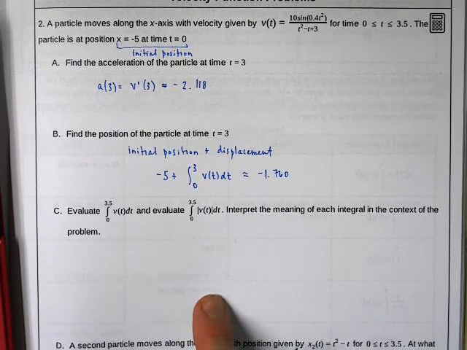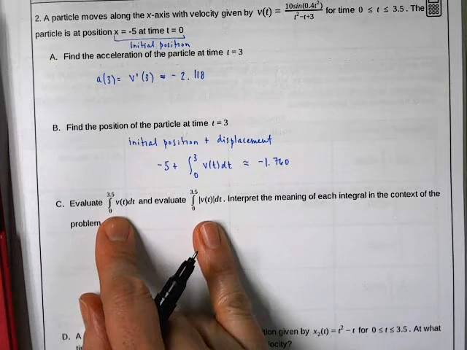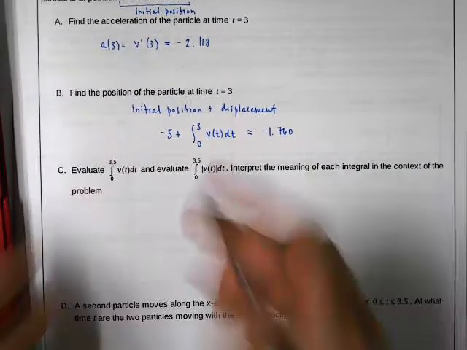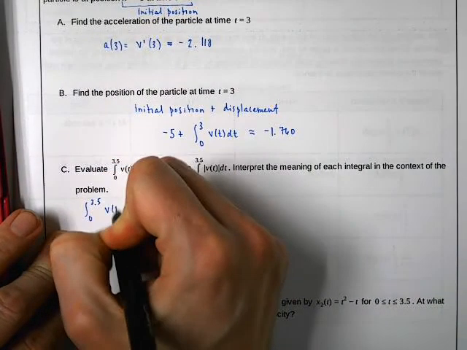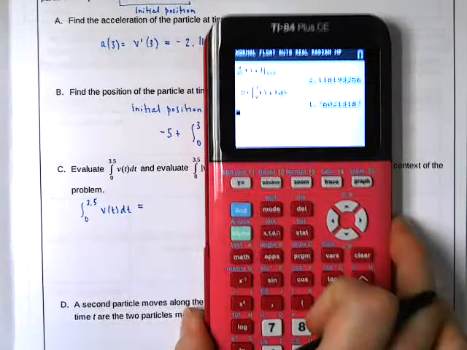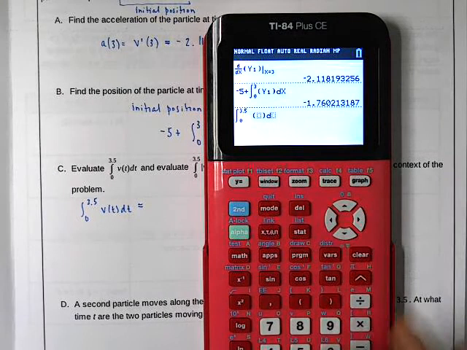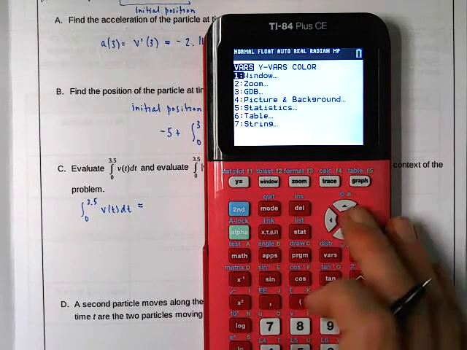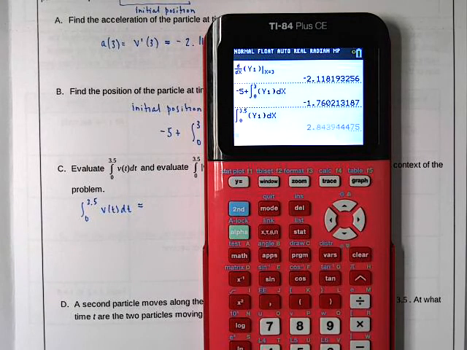All right, let's see. Now we're asked to evaluate 2 specific integrals. So we're going to do the integral from 0 to 3.5 of v of t dt. Again, I can go right to my calculator for that. So math 9, I'm going from 0 to 3.5. Let's go grab our function. And we're going to get 2.844.